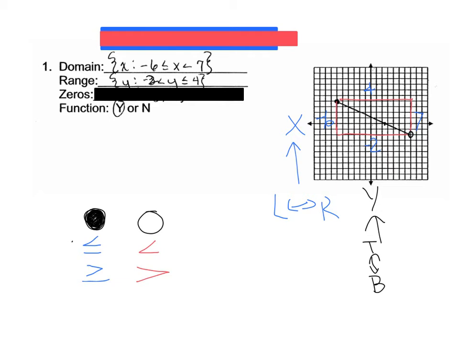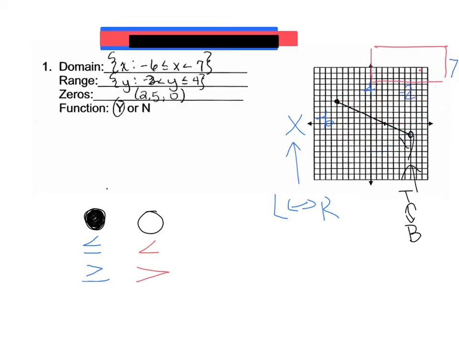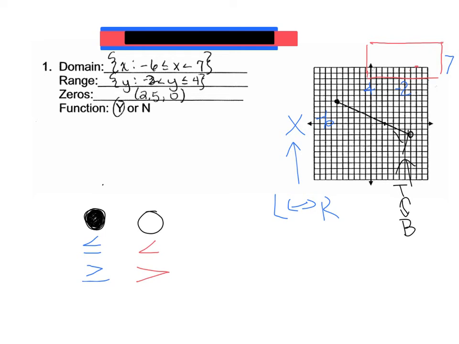Zeros, meaning the x-intercept. So this graph crosses the x-axis at that point right there, which is about 1, 2, and a half. So our zero, the x-intercept, is 2.5, comma 0. So notice we write our x-intercepts as ordered pairs. And yes, this is a function, because if I were to do the vertical line test, every single time I draw a vertical line, it only touches the graph one time. So yes, it is a function.